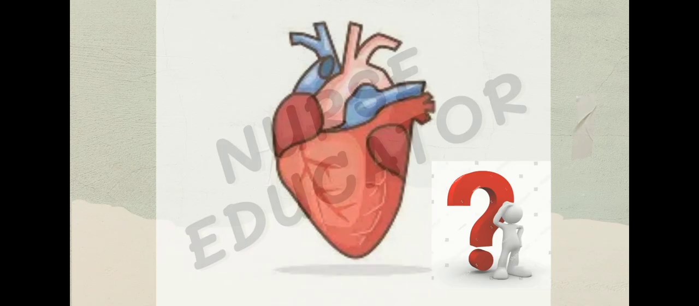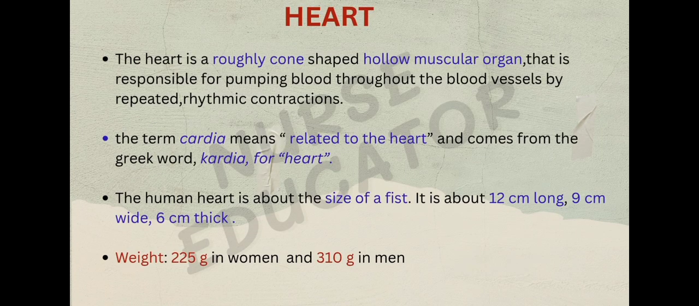What is the heart? The heart is a roughly cone-shaped hollow muscular organ. Hollow means empty from inside, and it is a muscular organ, so it has many muscles, and the muscle layer is very thick. The function of the heart is to pump blood throughout the blood vessels by repeated and rhythmic contractions. Because of the contraction and relaxation, the heart pumps the blood throughout the body.